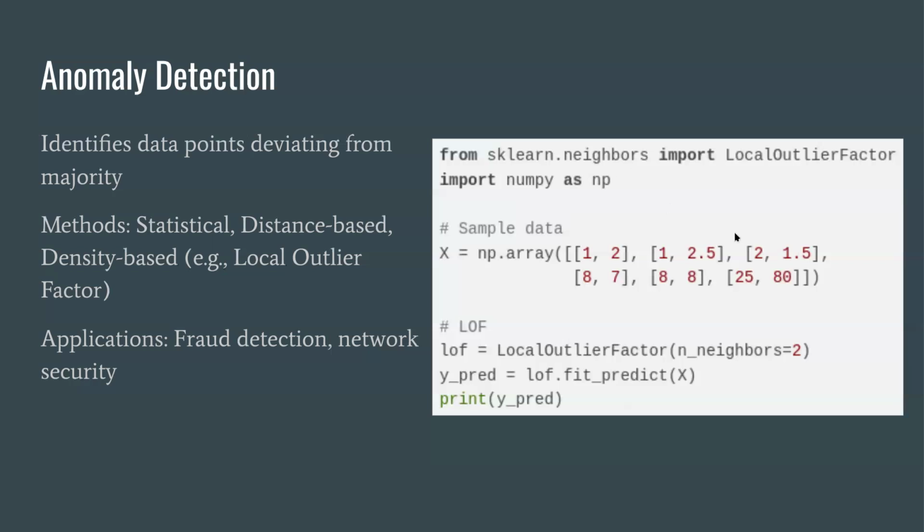And just to give you a brief example, we're going to show you the density-based method, local outlier factor. So in scikit-learn, you can import local outlier factor, and given the sample data, you can initialize local outlier factor with number of neighbors, and then call fit predict on sample data.